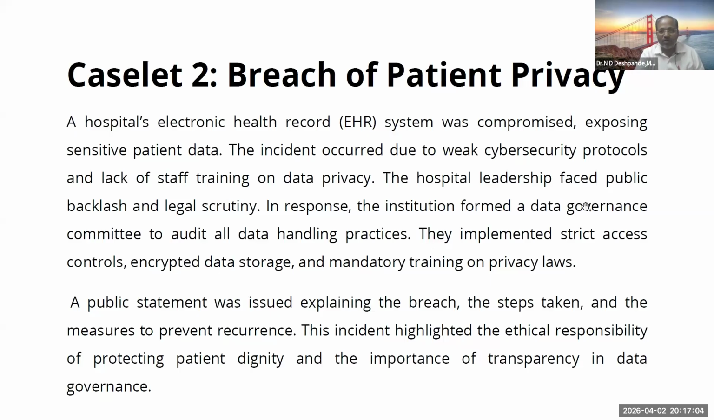In response, the institution formed a data governance committee to review all the data handling practices. So they implemented strict access controls, authorized people with encrypted data storage, and mandatory training on what is a privacy law, why it should not be shared with anyone other than the people who are concerned. So a public statement was issued explaining the breach. Measures were taken to prevent recurrence of such breach of patient privacy. This incident highlighted the ethical responsibility of protecting the patient dignity and importance of transparency in data governance.